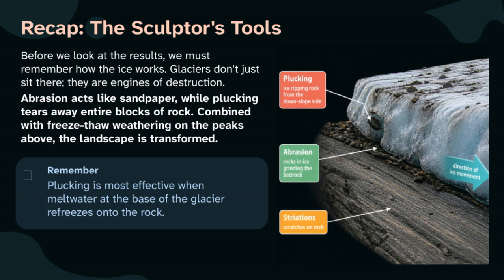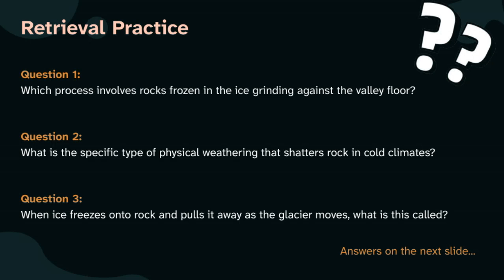The third process is freeze-thaw weathering. This happens when water enters cracks in the rock, freezes, expands, and eventually breaks the rock apart. This is especially important on exposed peaks and slopes above the glacier. These processes work together. Freeze-thaw weakens the rock. Plucking removes blocks. Abrasion smooths and deepens the landscape. That combination is what creates the landforms we are studying today. Let's ask a question. Which process is most like sandpaper? Here's the answer. Abrasion. Here's another question. Which process pulls blocks of rock away? Here's the answer. Plucking. Let's check your memory with 3 quick retrieval questions.